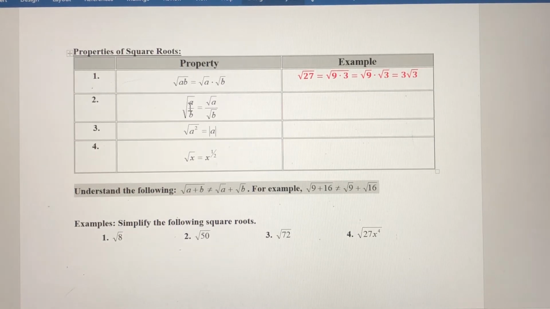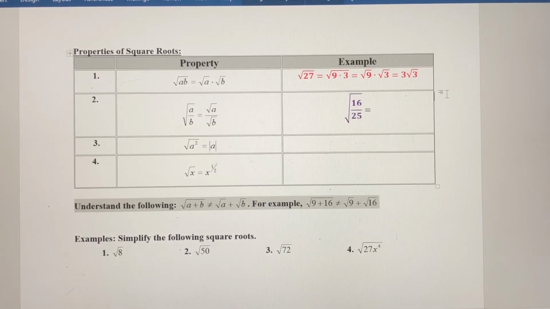Similarly, if you've got the square root of a quotient here, you can break that into the quotient of the two square roots, okay? So you can have the square root of a divided by the square root of b. And that's going to help us simplify. If we've got fractions or if we've got rational expressions, we might be able to simplify. We need to use this property, okay?